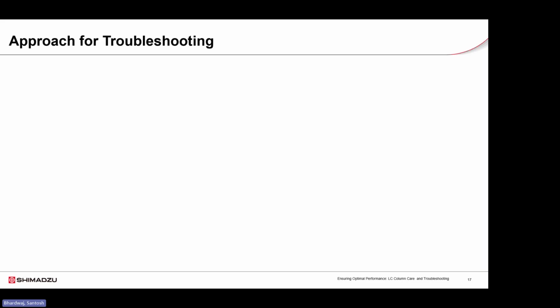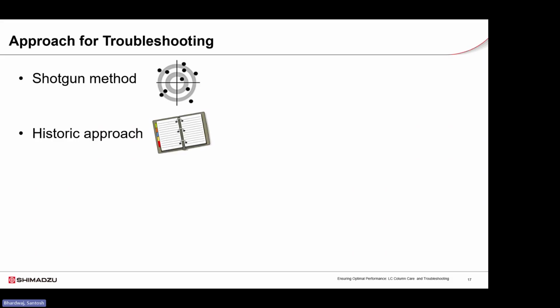When troubleshooting column or system issues, there are four main approaches chromatographers usually use, sometimes alone, sometimes in combination. First is the shotgun approach. This means changing many things randomly at the same time, hoping something will work. This is the least effective method because you won't know what exactly caused the problem, making it hard to prevent it in the future.